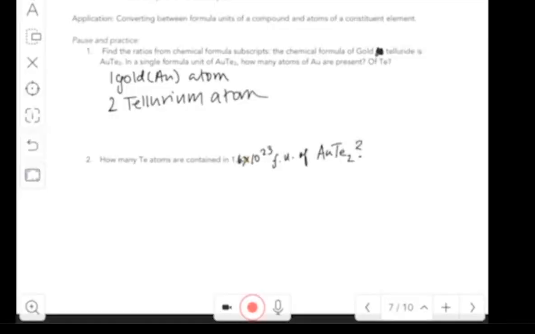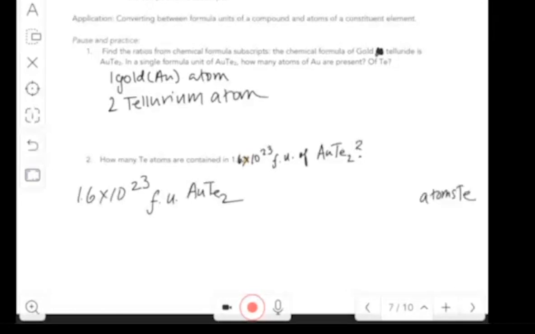So let's say that we have 1.6 times 10 to the 23rd formula units of AuTe2, or that many individual molecules of AuTe2. If we have that many molecules of calaverite, how many Te atoms are in the same sample? I'll give you a hint that it involves dimensional analysis, and you might want to use the conversion factor you just calculated. Pause, give it a try, and I'll walk you through. So we start with 1.6 times 10 to the 23rd formula units of AuTe2, or gold telluride.